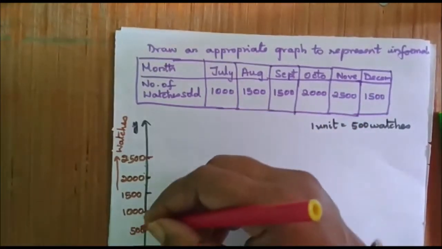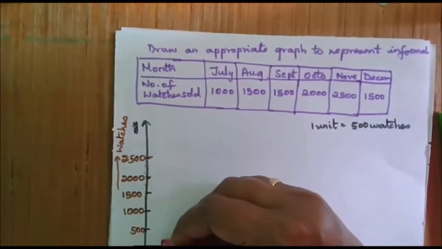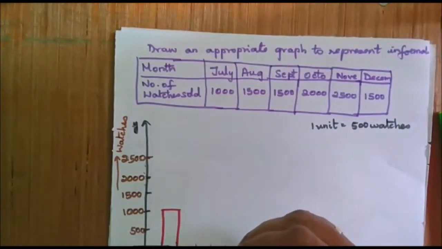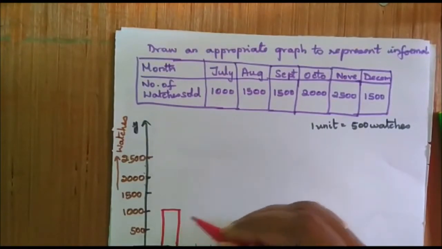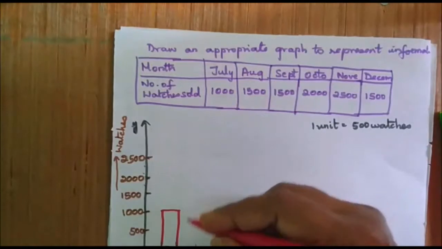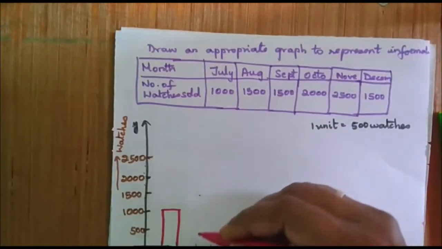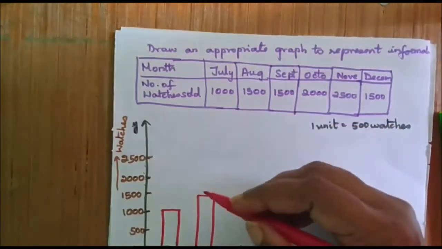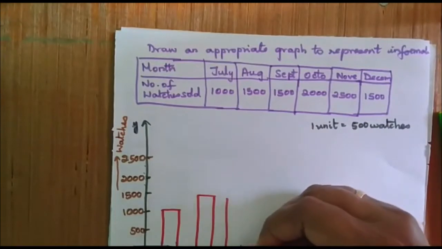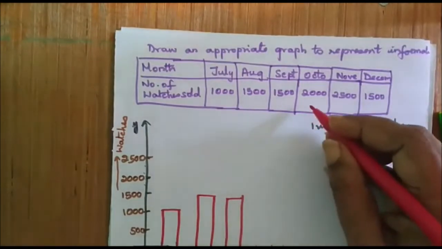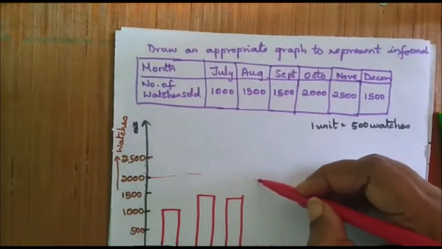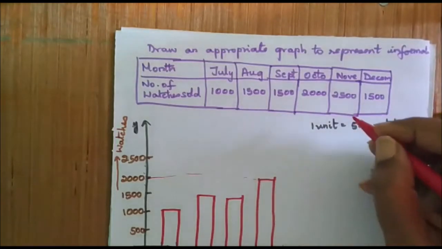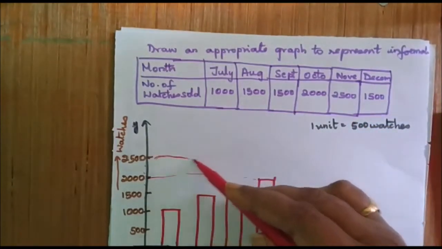So the first month is July. In July the number of watches sold is 1000. So this is how I represent it. Then in August it is 1500, which comes somewhere here. Then in September also it is 1500. In October it is 2000. My 2000 is here. So I can represent it as 2000 in October. Then in November it is 2500.